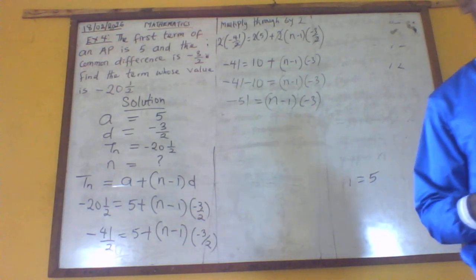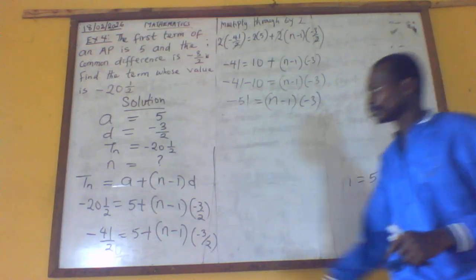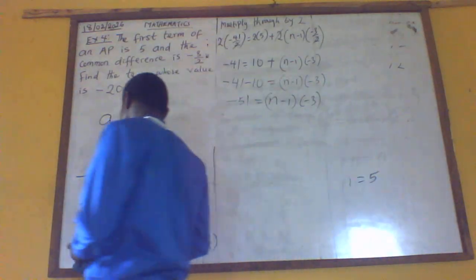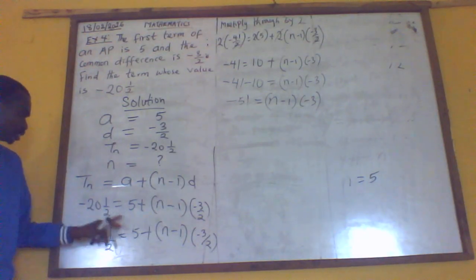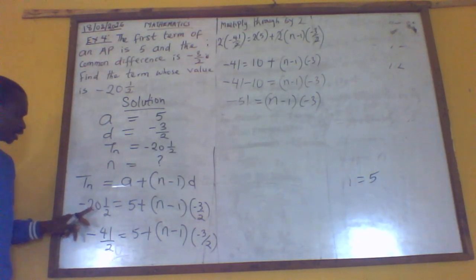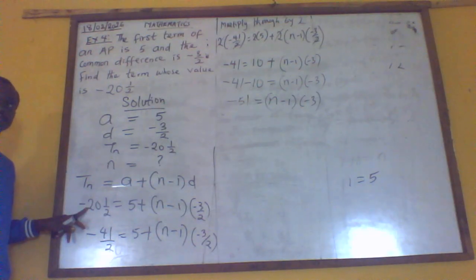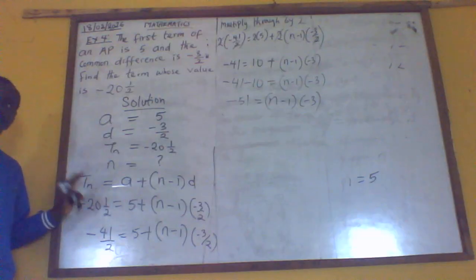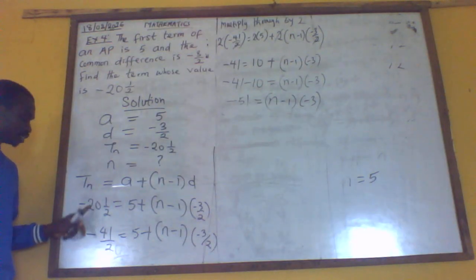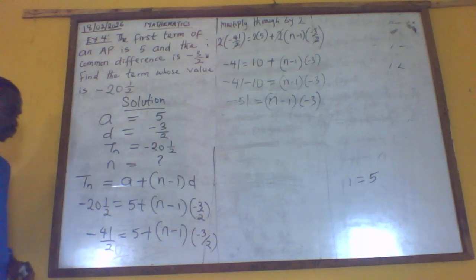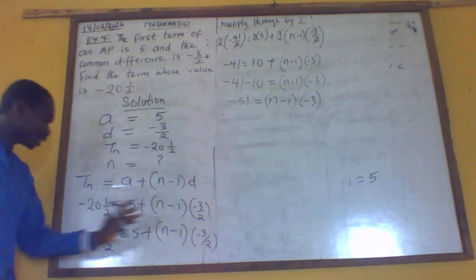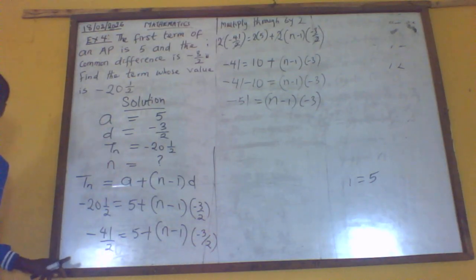So how do they get this minus 41 over 2? Because I have 2 here, 2 times 20 is 40, 40 plus 1 is 41. So I've changed this mixed number into an improper fraction. Do you get it now? So the same thing is applicable here. What happened is that I want to clear fractions.